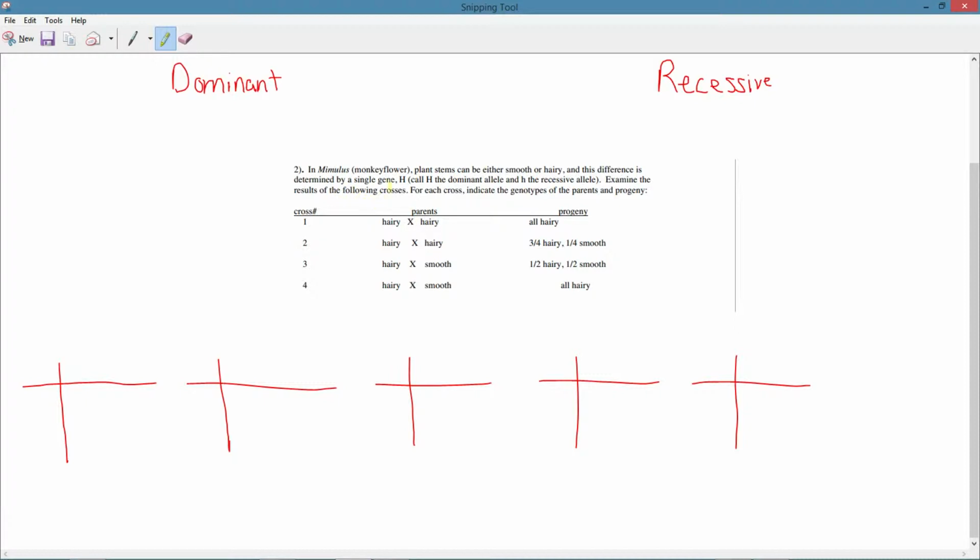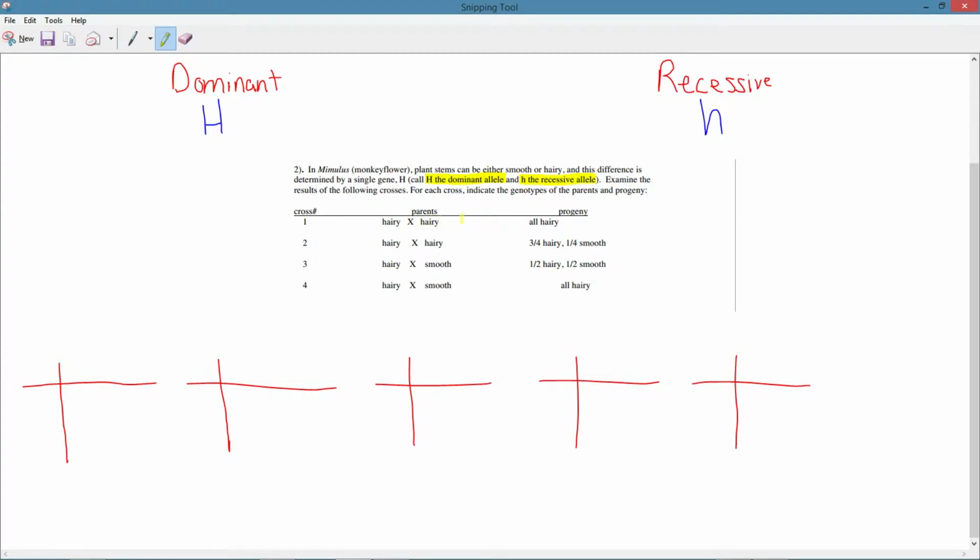Okay. So, in this question, you have to basically find out which one is dominant. Is hairy dominant, or is hairy recessive? Is smooth dominant, or is smooth recessive? So, you're told that H is the dominant allele, and lowercase h is the recessive allele. Let's write that down. Dominant allele would be H, uppercase H. Recessive allele would be lowercase h. Now, you're given 4 crosses. Let's look at cross number 1.